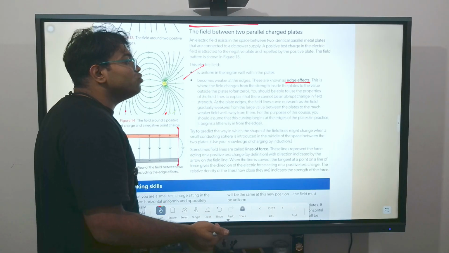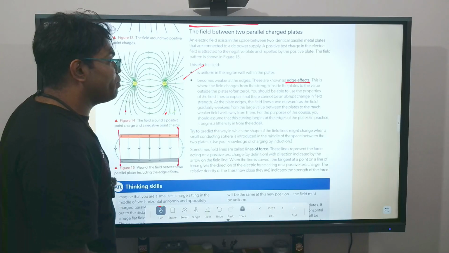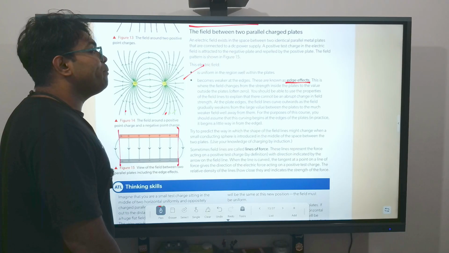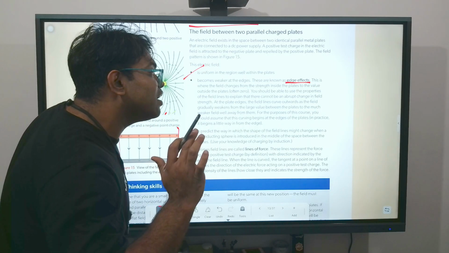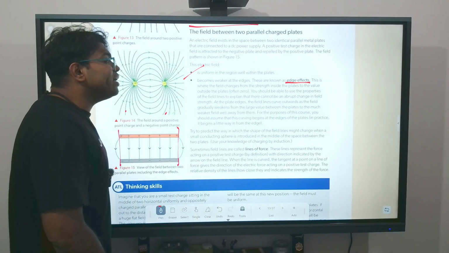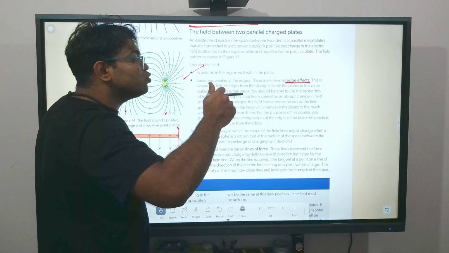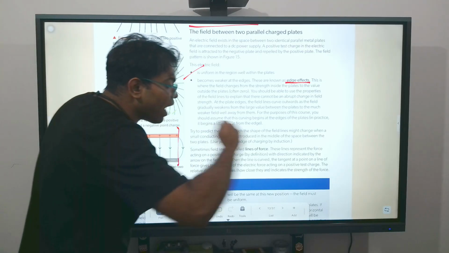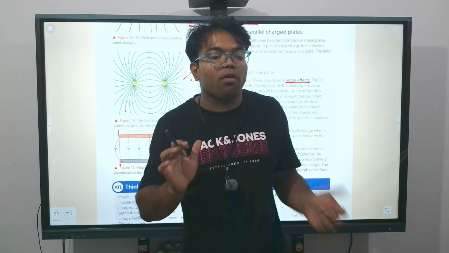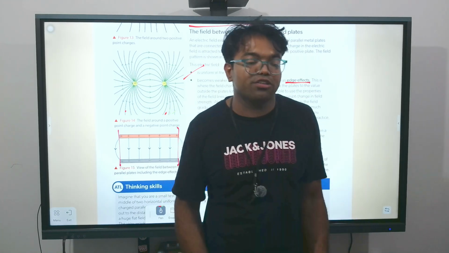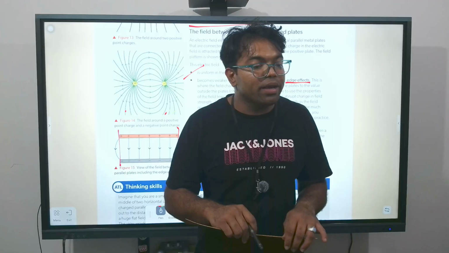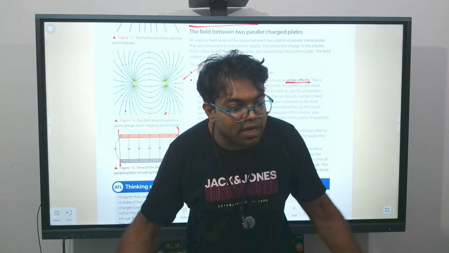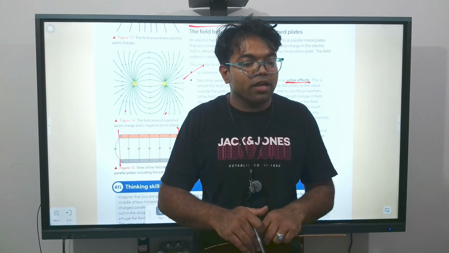You should be able to use the property of the field lines to explain that there cannot be an abrupt change in the field strength. At the plate edges, the field lines curve outwards as the field gradually weakens from a large value between the plates to a much weaker value when you go away from the plates. Why do we have the edge effect in the first place? We have the edge effect because the electric field cannot suddenly become zero.